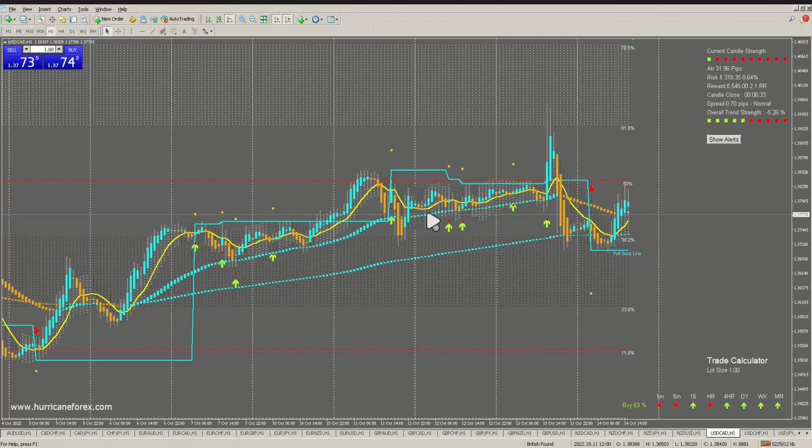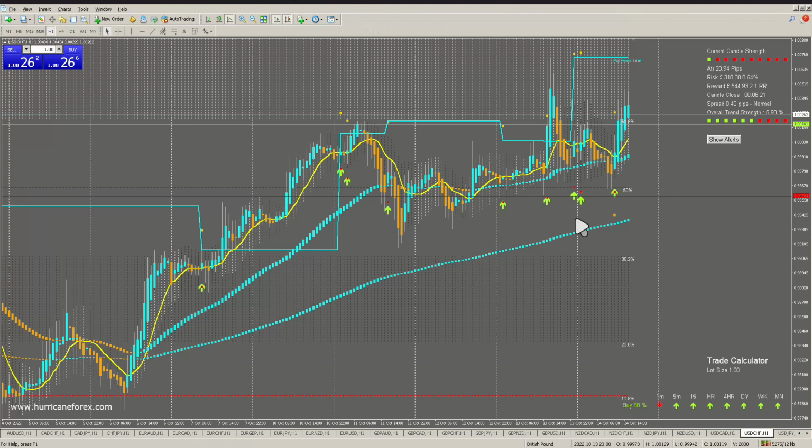The moment they start going in parallel like this, it's a sure sign something is going to move back against it. You see how it's almost coming together again, then that's turning into a sell from a buy. Same sort of thing here.